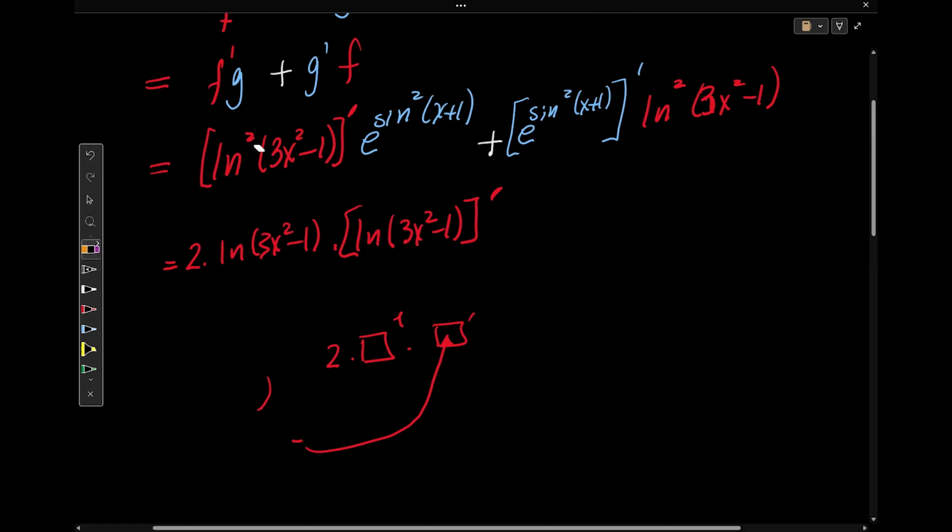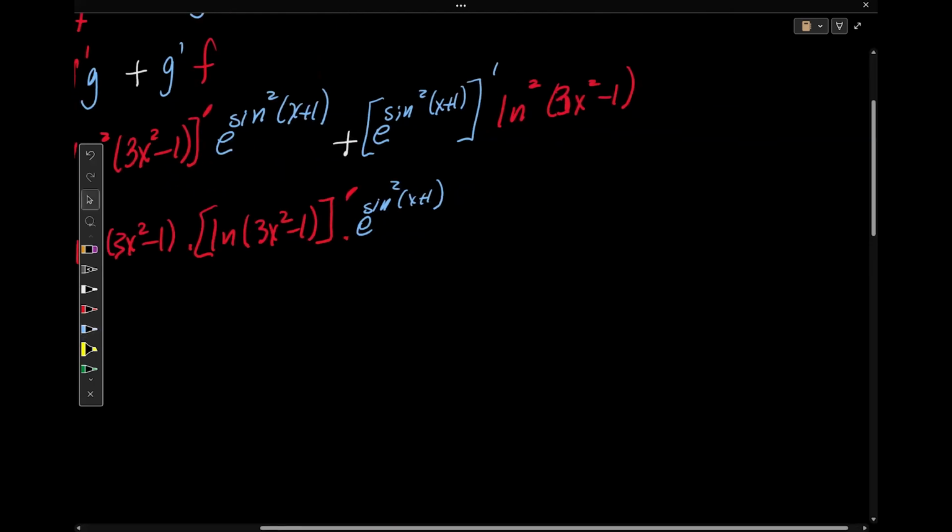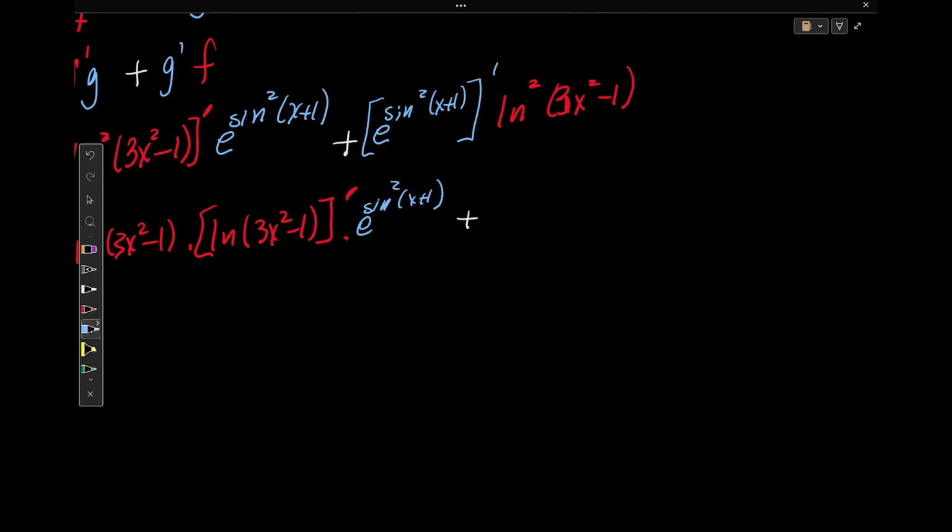Okay? And this is where I think some confusion will come, because you say, oh, okay, drop the power, ln of 3x squared minus 1. Now take the derivative of 3x squared minus 1. No, power rule, irrespective of what's being raised to that power. And I'm done with this, partially, because now I still have this to worry about in the next statement. So I just put in the other one here, e to the sine squared x plus 1. Plus, now I have this here, the cyan, and taking its derivative.